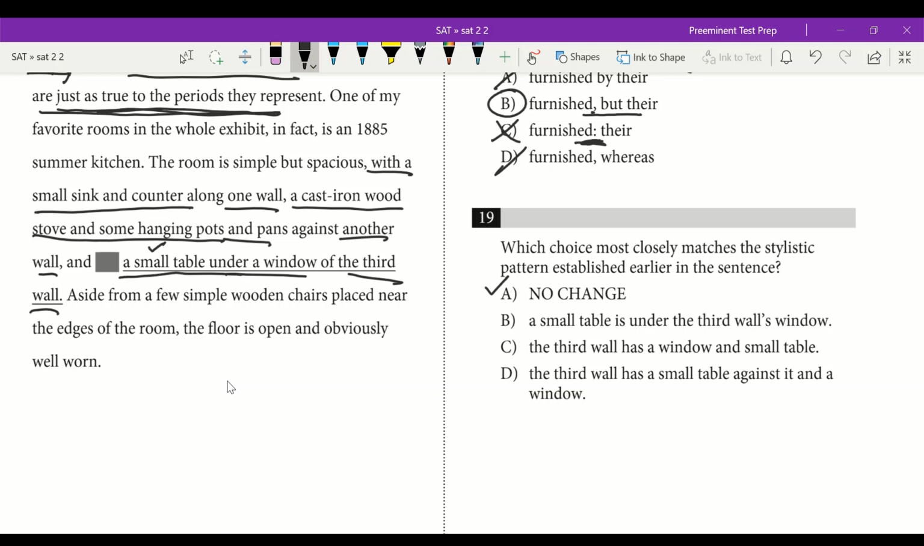B. A small table is under the third wall's window. No, we don't want to end in window. We ended with wall on our other two. We want to end with wall again. C, the third wall. We're starting with wall. No, we want to end with wall. D, the third wall. Nope, we want to end with wall. Our answer is going to be A.